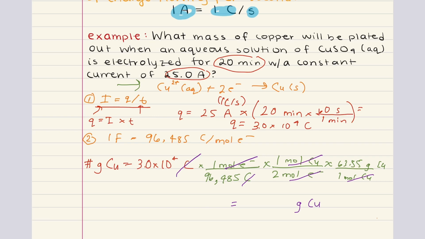If we plug this into a calculator, we're going to get that we have 9.88 grams of copper that plated out. And with that, we've solved this problem, and we have finished our final lecture.